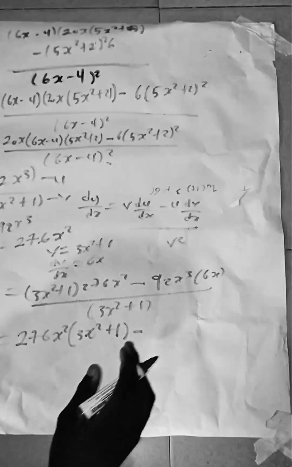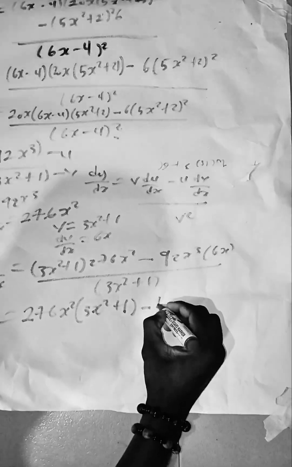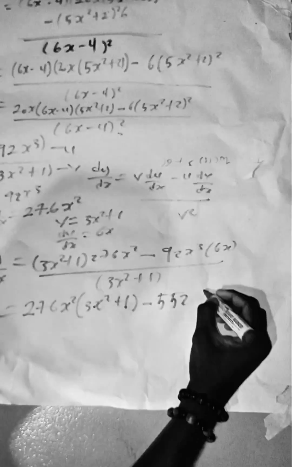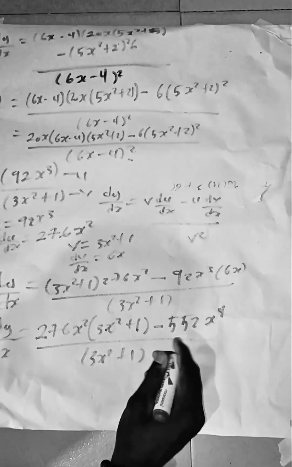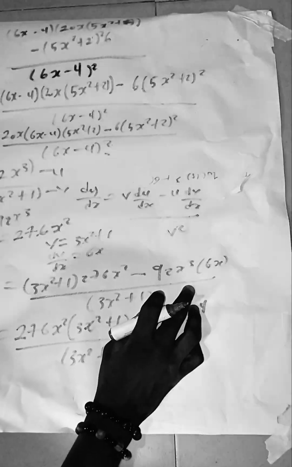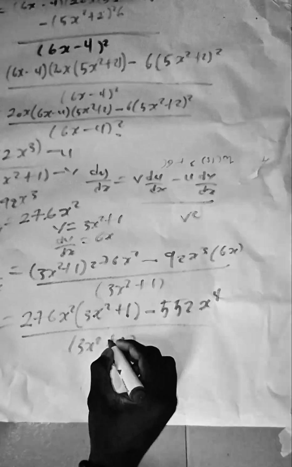So that's 552. Sorry. So we have 552x times x cubed, which is x raised to the power 4, all divided by 3x squared plus 1. Yeah, 9 times 6 is 540, and 552. So this is our final answer.